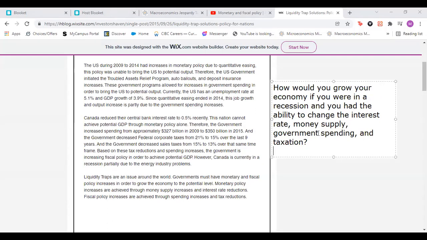I think we have enough people back right now. So I'm going to ask you, when you were in your breakout rooms, how would you grow your economy if you were in a recession and you had the ability to change the interest rate, money supply, government spending, and taxation? Anyone want to volunteer an answer?